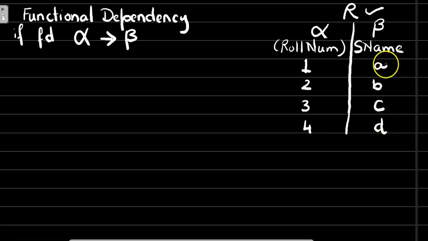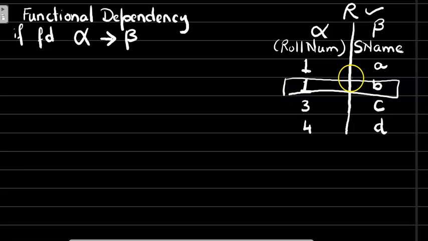Now, if I make a small change to this particular tuple, let's say roll number 1, I make a small change. Is this tuple valid? Can I say roll number 1 refers to student A and roll number 1 also refers to student B? This is not possible, right? So this thing is not possible.